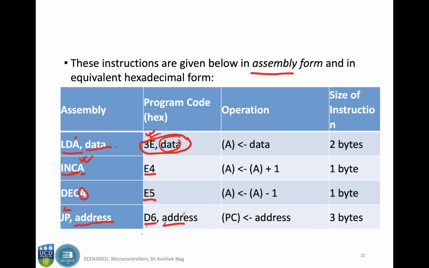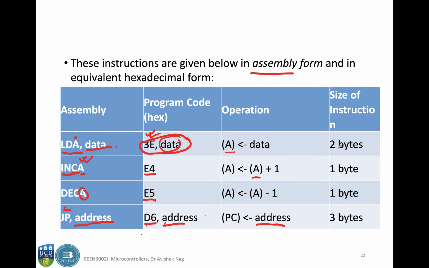The equivalent operations for these are basically: load the register A with the data, as I said. Increment A means add 1 to the content of A. Decrement A means subtract 1 from the content of A. And jump to a particular address means you are loading the program counter with that address. So we will get to the details of that later, what exactly it means.